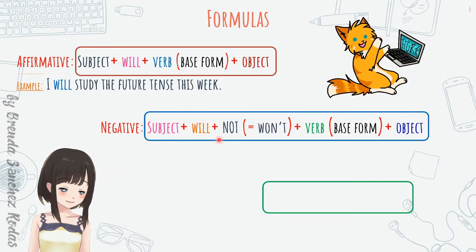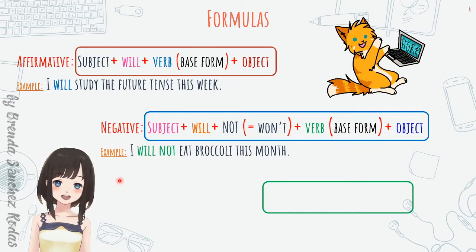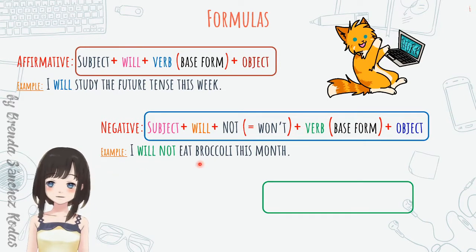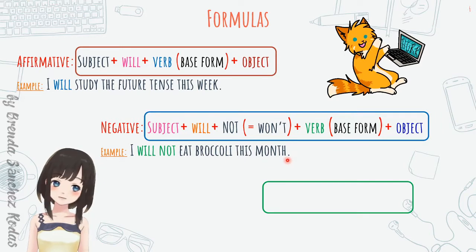Okay, so here I have an example. I will not eat broccoli this month. So here it is the same. I will not, or I can use won't, then the verb and the object. So it's really easy.